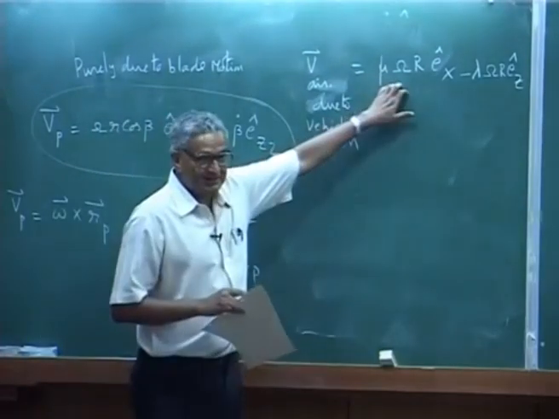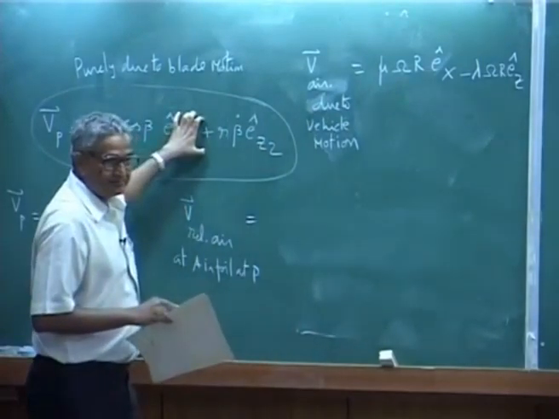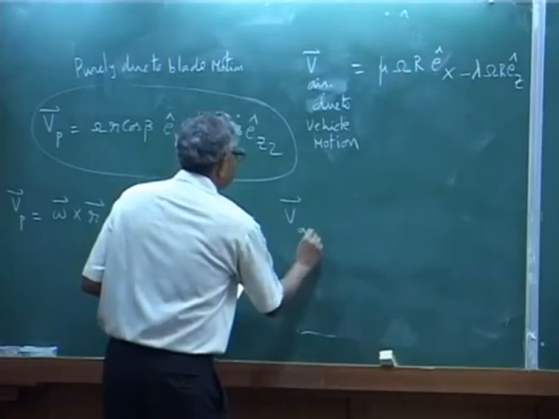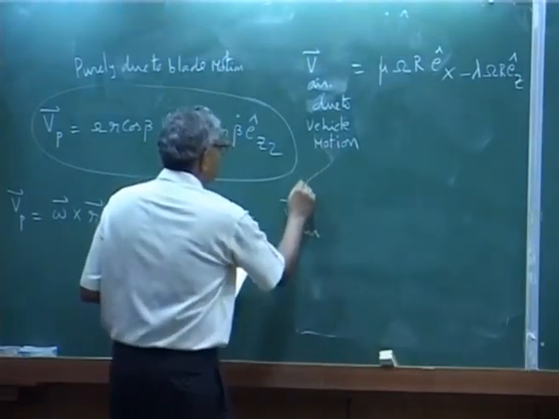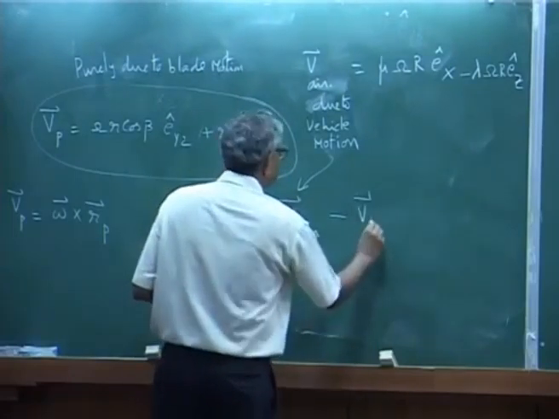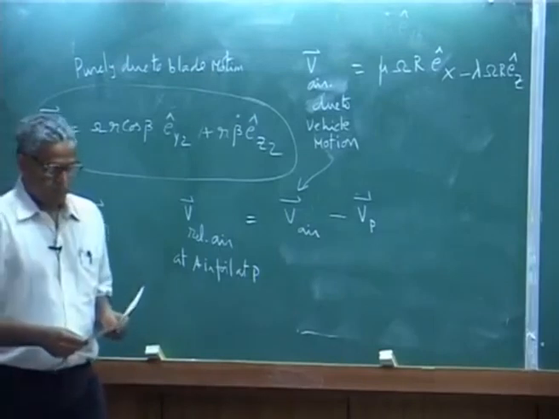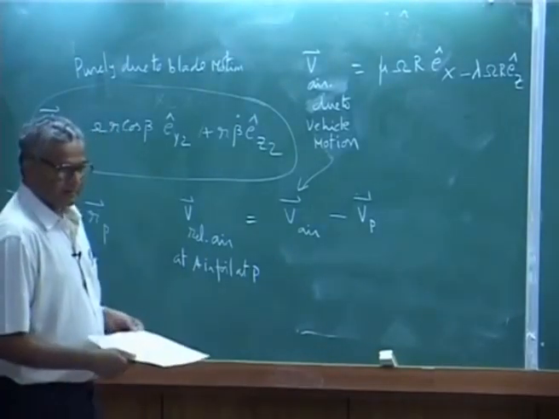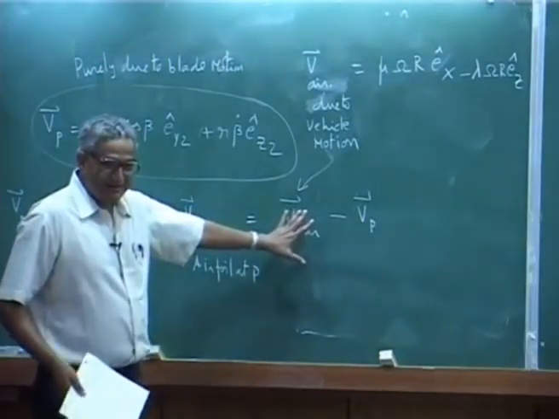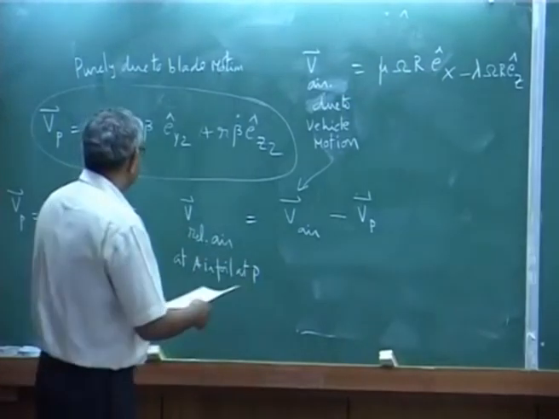This is nothing but what? You take this velocity and you subtract this, okay. So, that is this expression minus V P, okay. This is what your final velocity expression is, but you can write this whole thing.